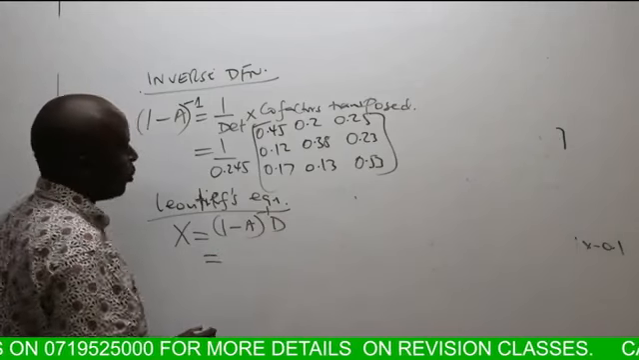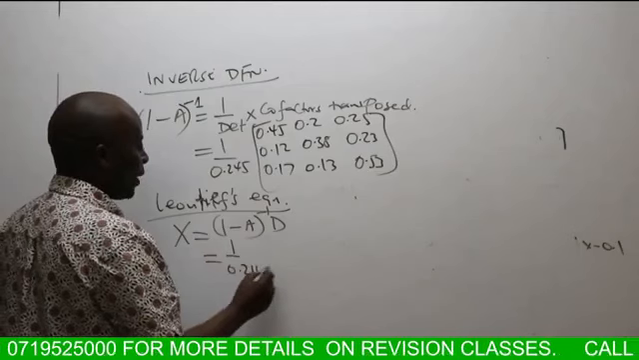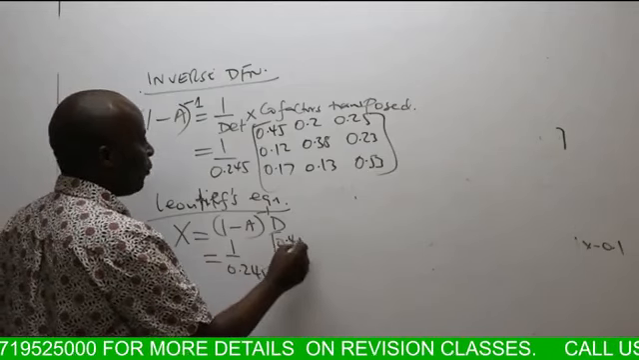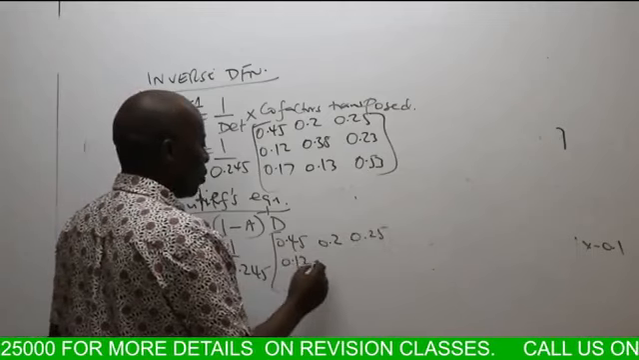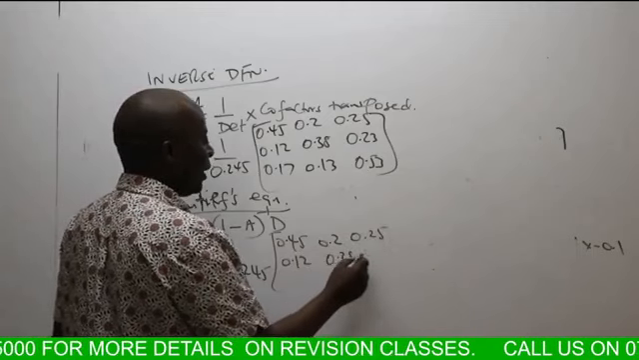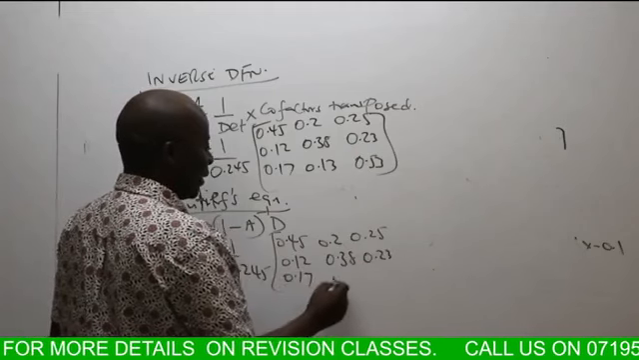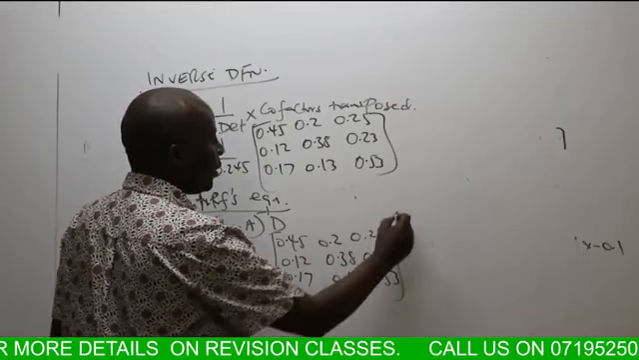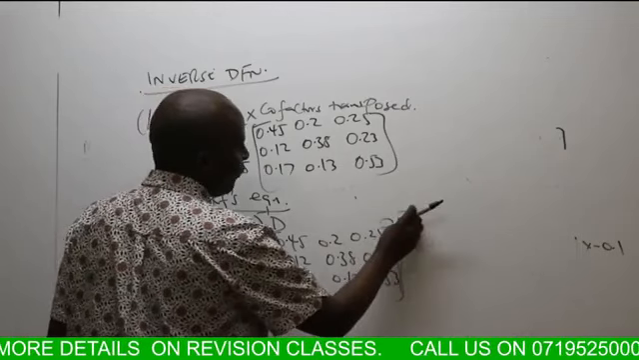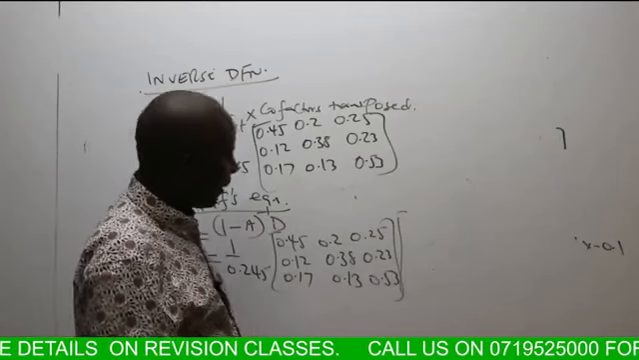what do we have in this big thing? 1 over 0.245 into 0.45, 0.2, 0.25, 0.12, 0.38, 0.23, 0.17, 0.13, 0.53. And then this one, we shall put the final demand figures out. The final demand figures will be kept out there.